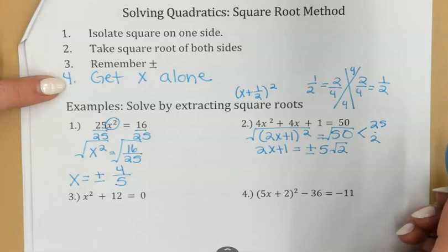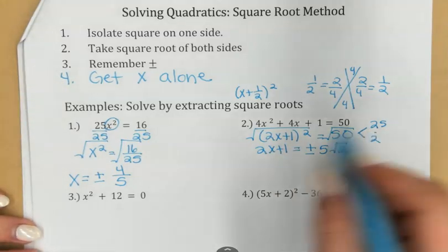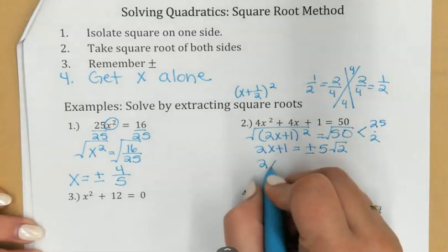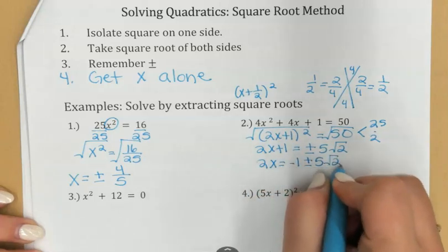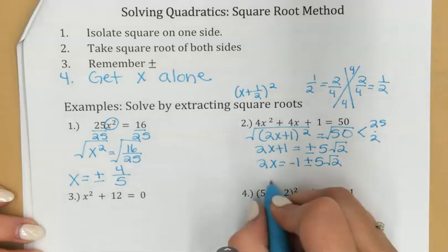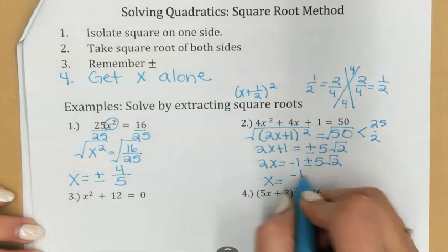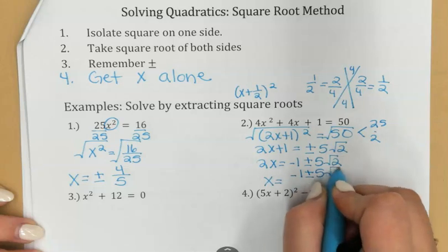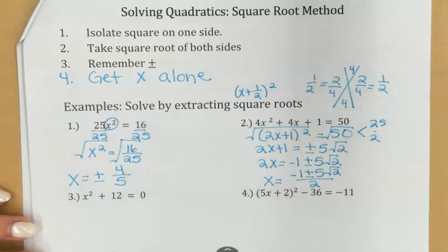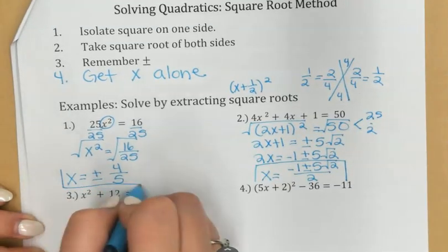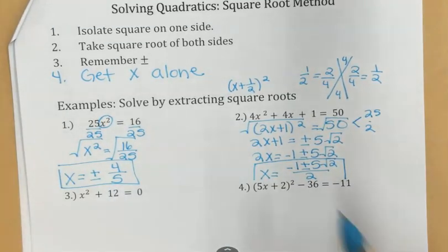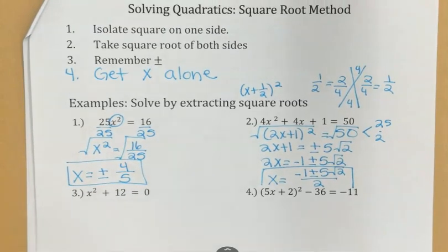And this is an example of where my step 4 comes in. I need x by itself. So I'm going to have to subtract the 1. So negative 1 plus or minus 5 square root of 2. And then lastly, divide by 2. So x is negative 1 plus or minus 5 square root of 2 over 2. And that is my final answer. I'm going to box it in just to make it super clear. I'll go ahead and do that over here as well. And I'm just going to leave it that way. If it has a radical that can't be simplified further, you can just leave it in your answer.